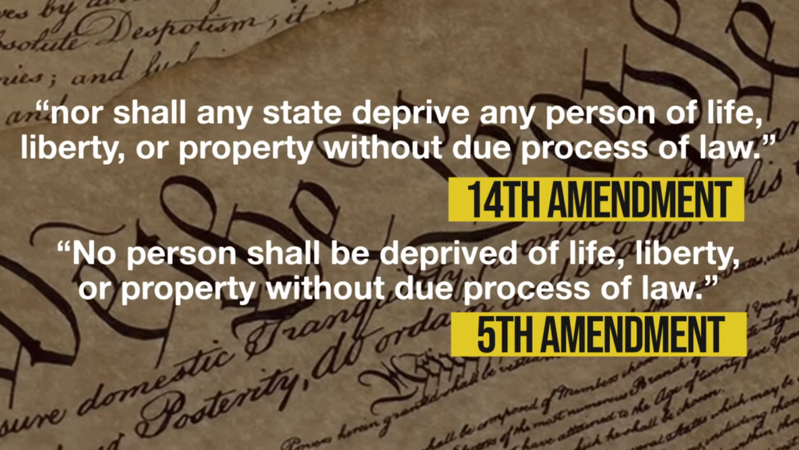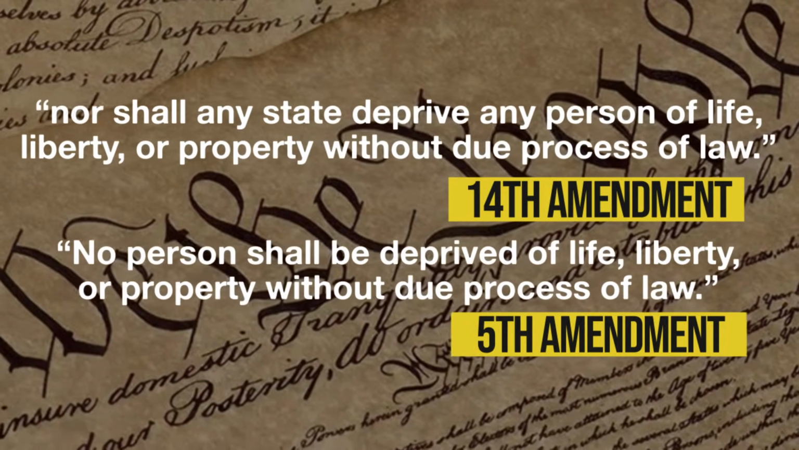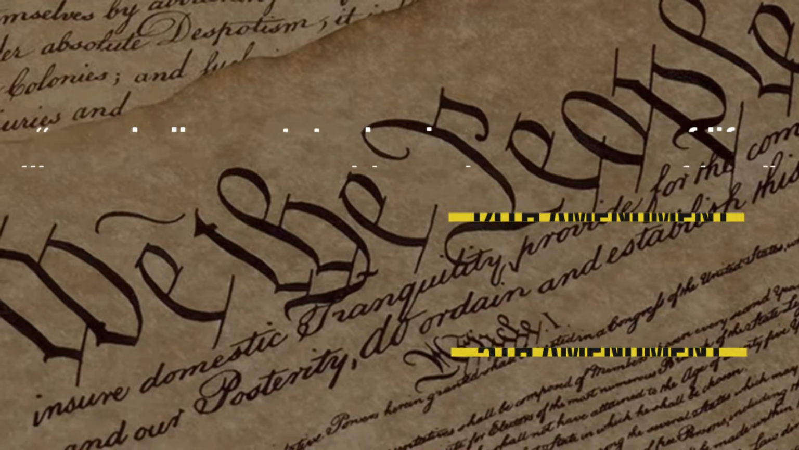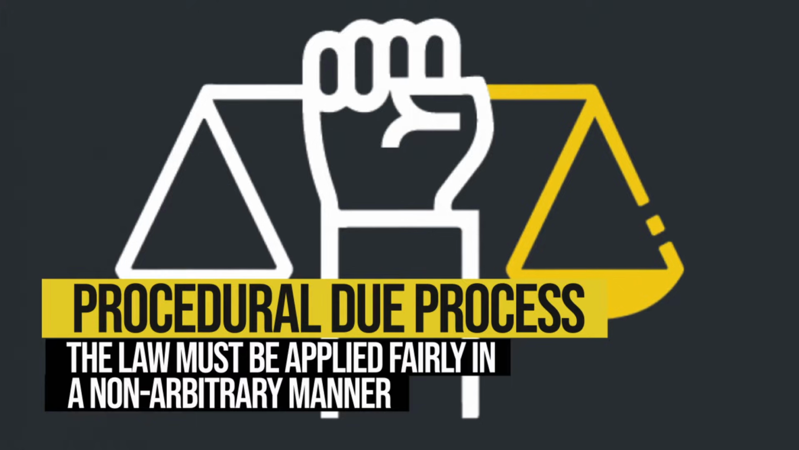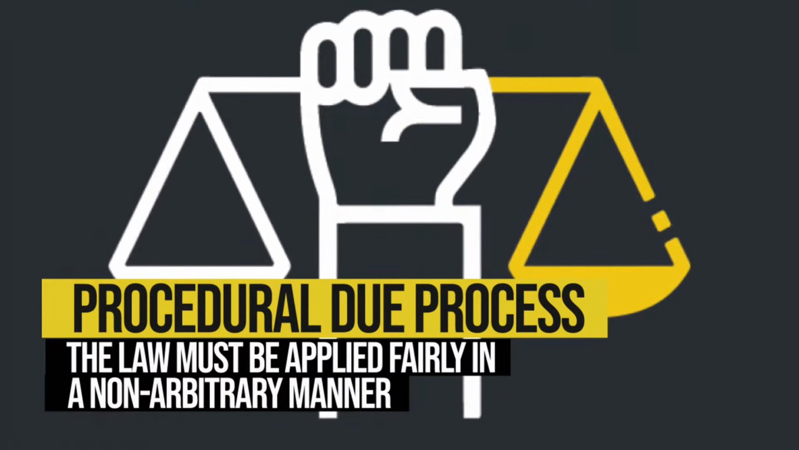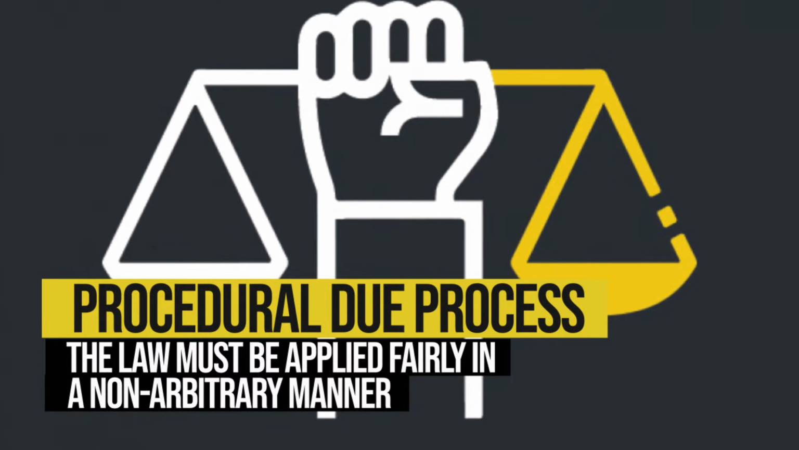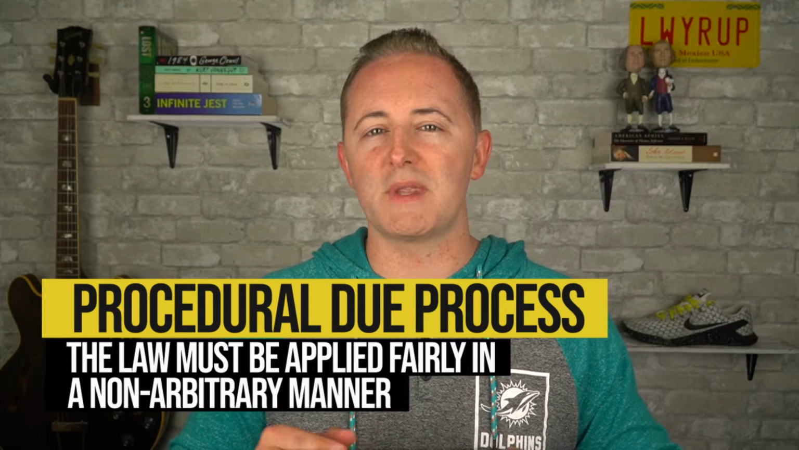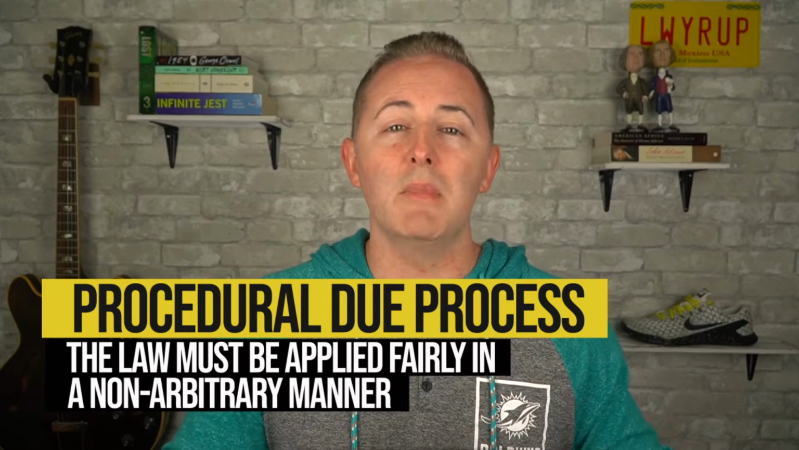Due process is mentioned twice in the Constitution, in both the 5th and 14th Amendments, which collectively tell us that neither the federal government nor the states can deprive a person of life, liberty, or property without due process of law. More specifically, this topic deals with procedural due process, meaning that laws must be applied fairly, and legal processes can't be arbitrary. In other words, there's a set of rules that applies to everybody the same, and those rights can't be violated.